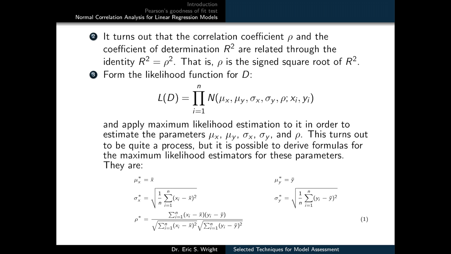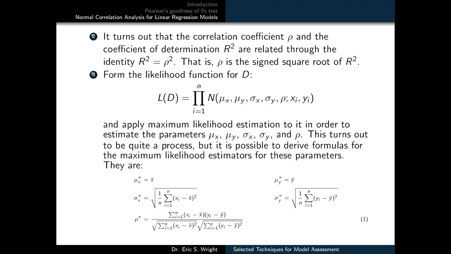This turns out to be quite a process, but it's possible to derive exact formulas for the maximum likelihood estimators for these parameters. These are mu sub x star is equal to the mean of the x values in the data set, mu sub y star is equal to the sample mean of the y values in the data set. Sigma x star and sigma y star are going to be equal to the sample standard deviations of the x and y values in the data set.